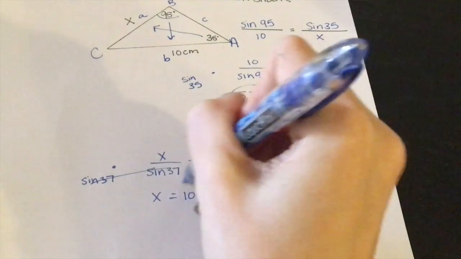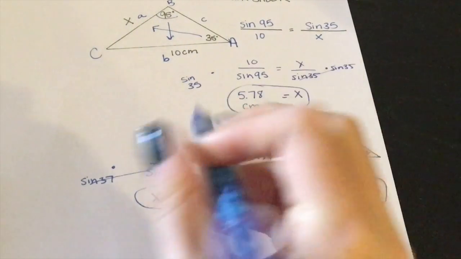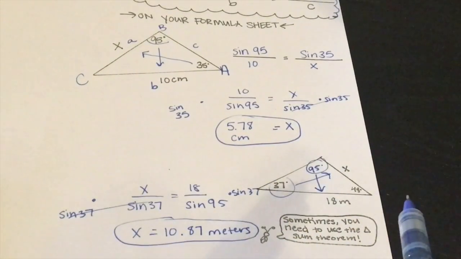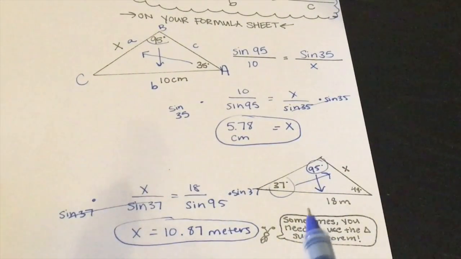So that's the basics. Use the law of sines to set up ratios for angles and the sides that are opposite those angles so that you can find missing pieces in your triangles.